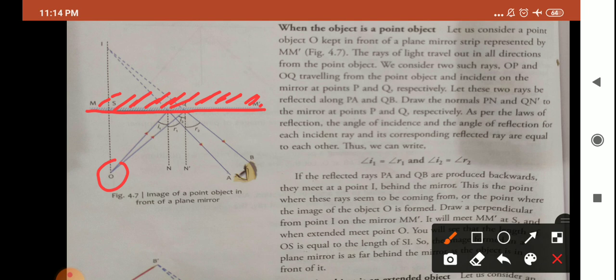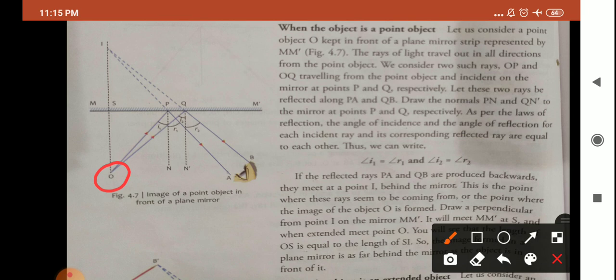Now here we are going to study how the image of a point object is formed when the point object is kept in front of a plane mirror. So here O is the point object. Now children, on this point object O, even if this object is kept outside, sunlight will fall on it. Or if it is kept inside a room, then bulb light or tube light will fall. So from this point object many rays are going to come.